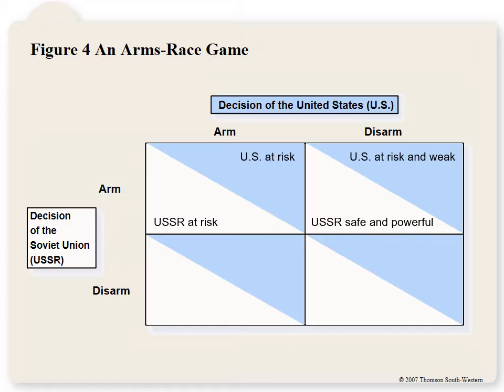All right? Well, the same is going to be true if we jump to the other direction. If the United States decides to arm ourselves, we will be safe and powerful. And if the Soviet Union disarmed, they would be at risk and weak. Maybe you're seeing a trend here.